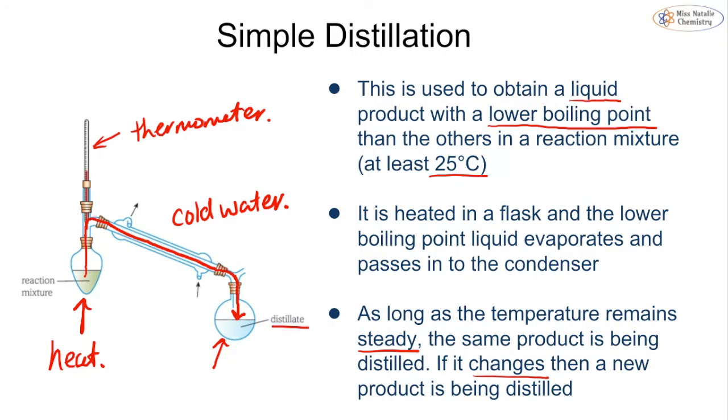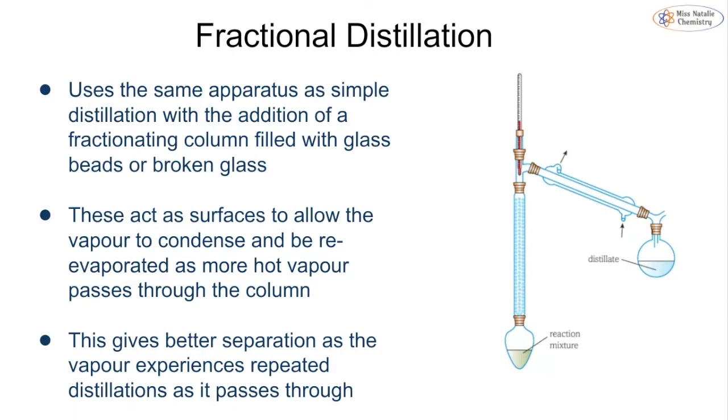As well as simple distillation, we can also do fractional distillation. So you've seen fractional distillation when you were talking about crude oil. And it's very much the same, where it's trying to heat up a reaction mixture in order to turn it into a vapour and then have it pass through a condenser. But what we do this time is we add in a fractionating column. And this is used when we have boiling points that are similar.